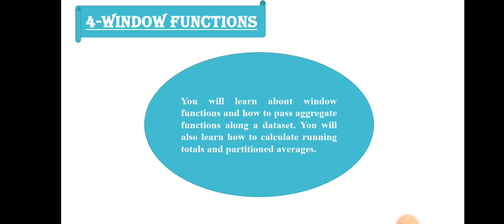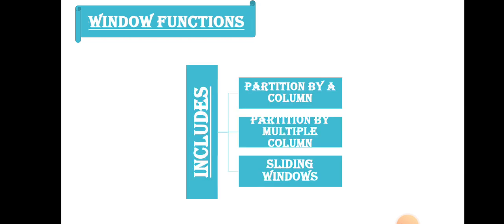The last chapter is window functions. In this chapter we will learn about window functions and how to pass aggregate functions along a data set. We will also learn how to calculate running totals and partitioned averages. So this chapter includes partition by a column, partition by multiple columns, and sliding windows.